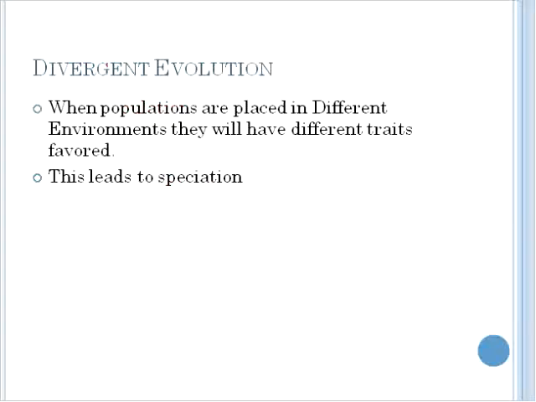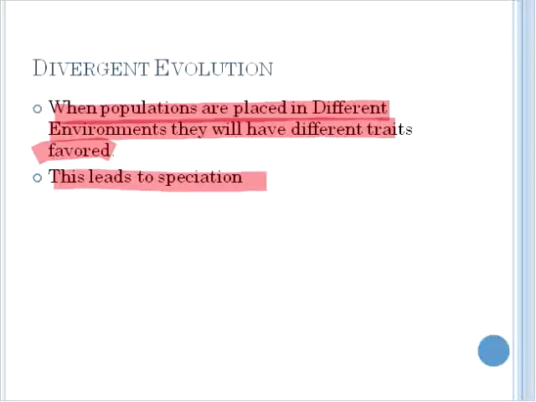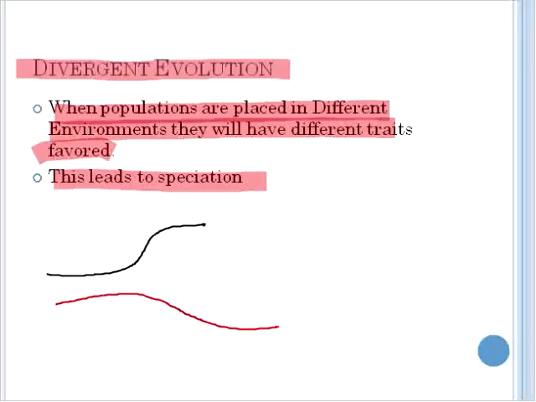Now, when populations are placed in different environments, they will have different traits favored. This leads to speciation. Divergent evolution is species moving apart. Convergent evolution, on the other hand, is species moving together.